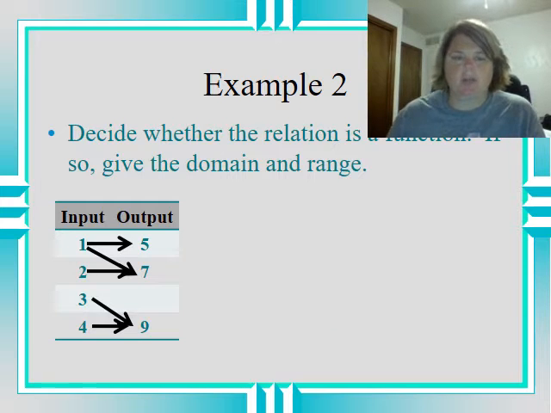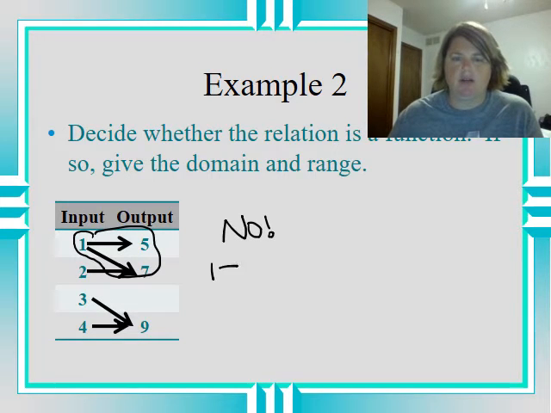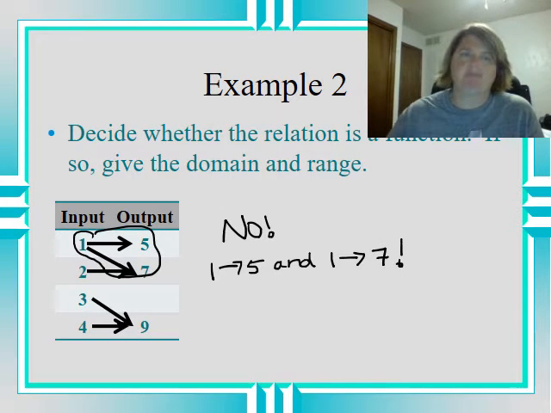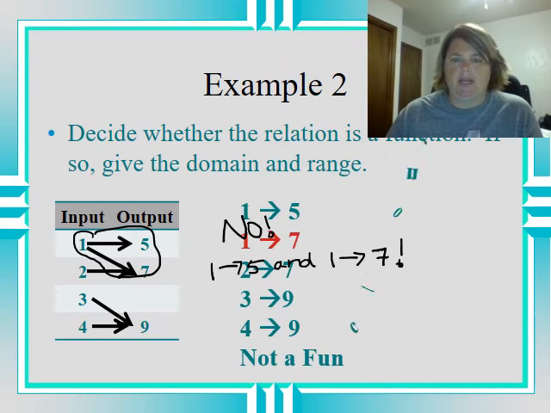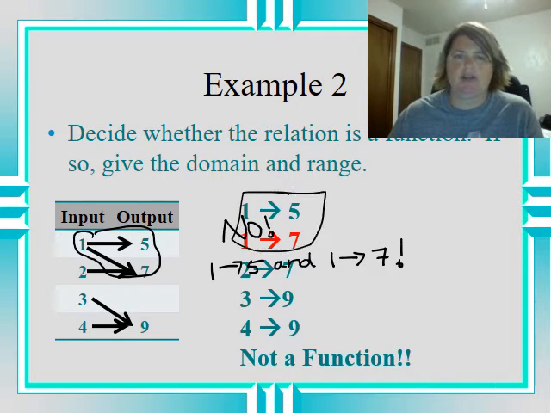Next, we're going to decide whether the relation is a function. If so, we're going to give the domain and range. So 1 maps to 5, but then here we see that 1 also maps to 7. Once 1 maps to 5, he's done. He can't also map to 7. So the answer is no, because 1 maps to 5 and 1 maps to 7. You can't do that. That's wrong. You can see it underneath the writing.